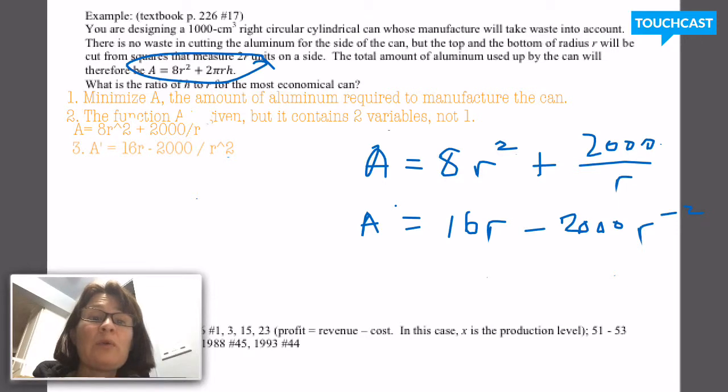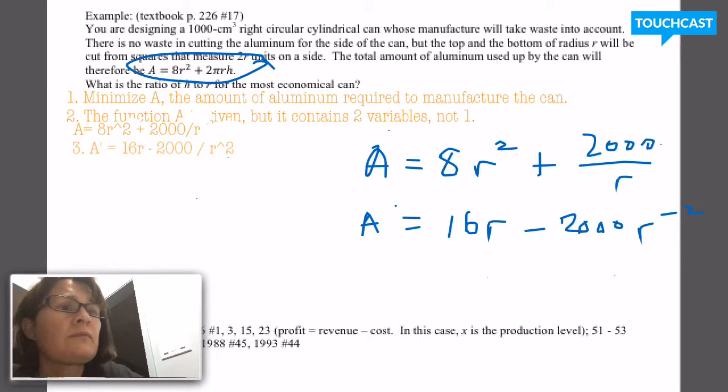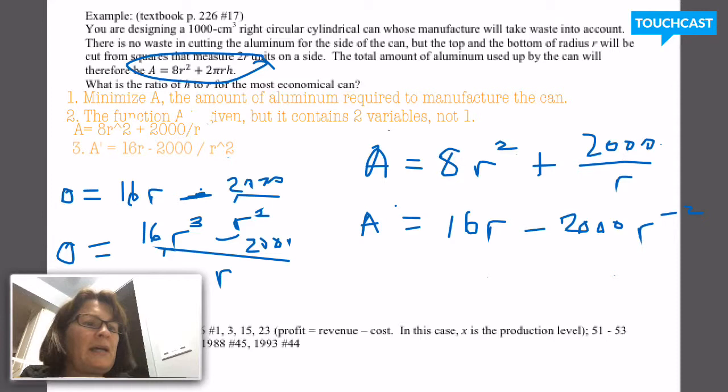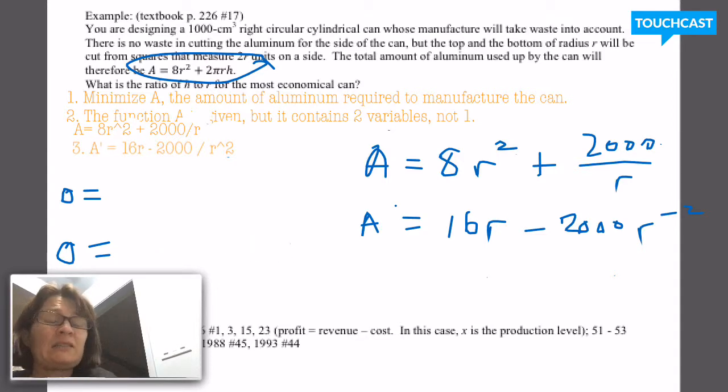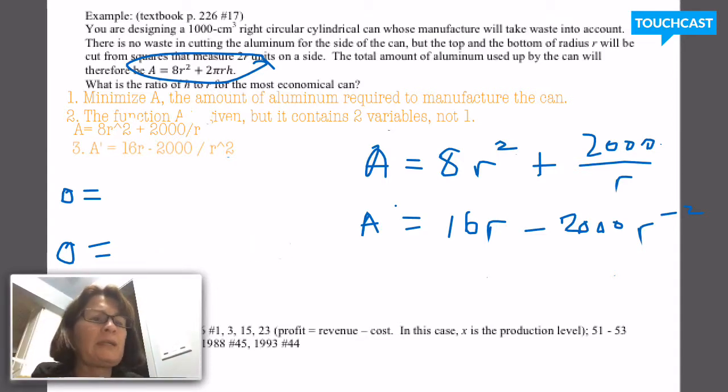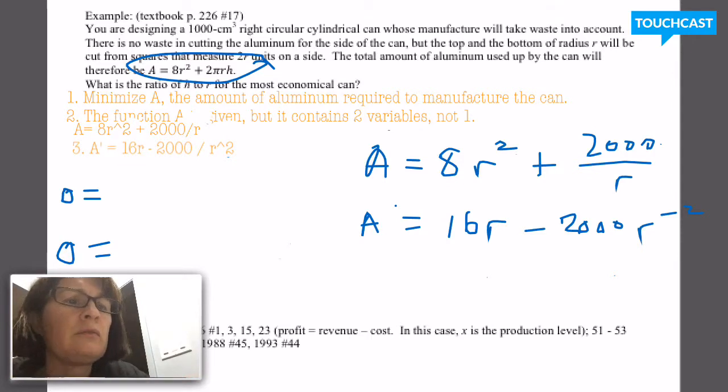Next step, I'm going to use that derivative, A prime, to find critical points. So I'm going to set A prime equal to 0. So what I have is 0 is equal to 16r minus 2,000 over r squared. The way to solve that equation without accidentally multiplying through by 0 or something like that is to make one fraction.